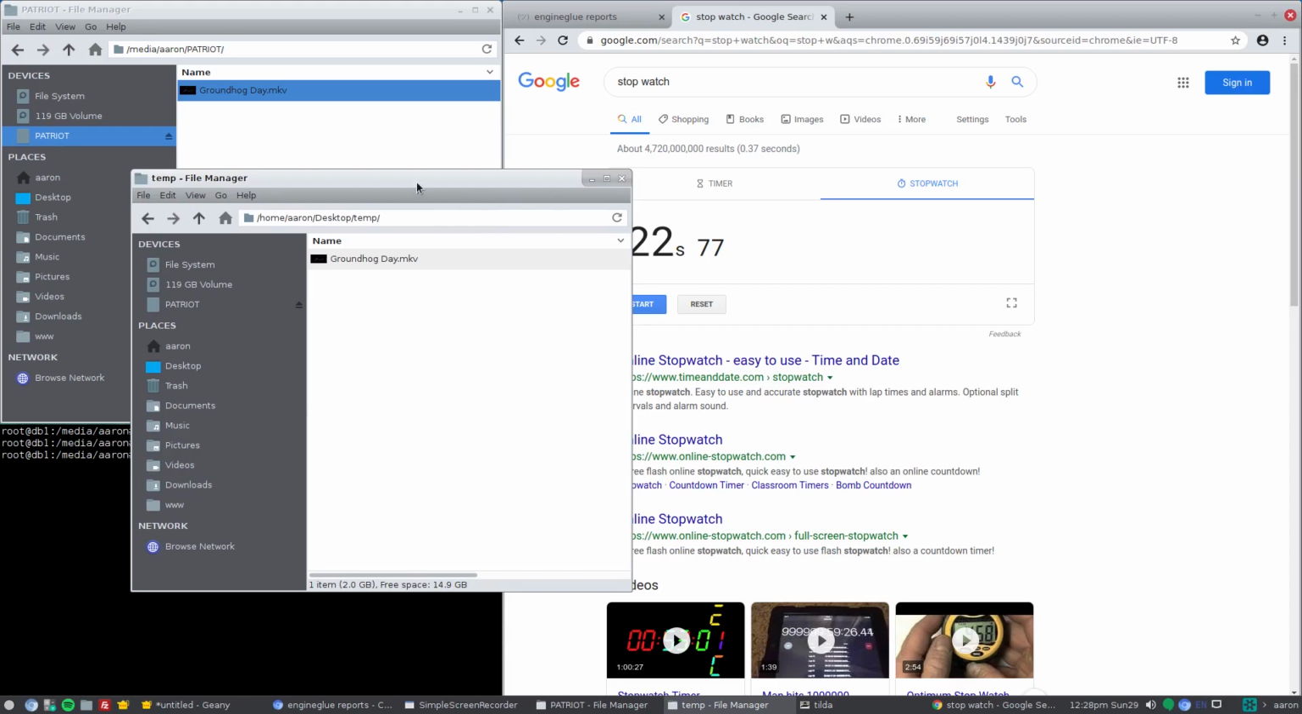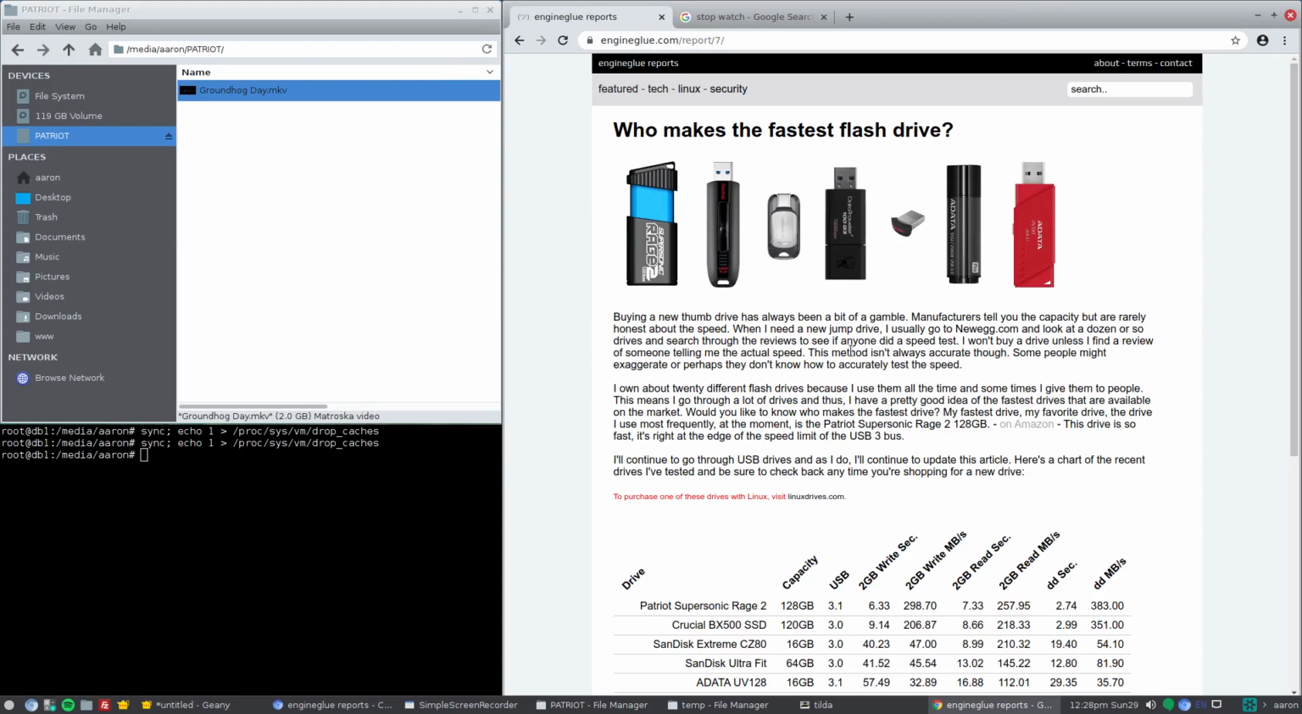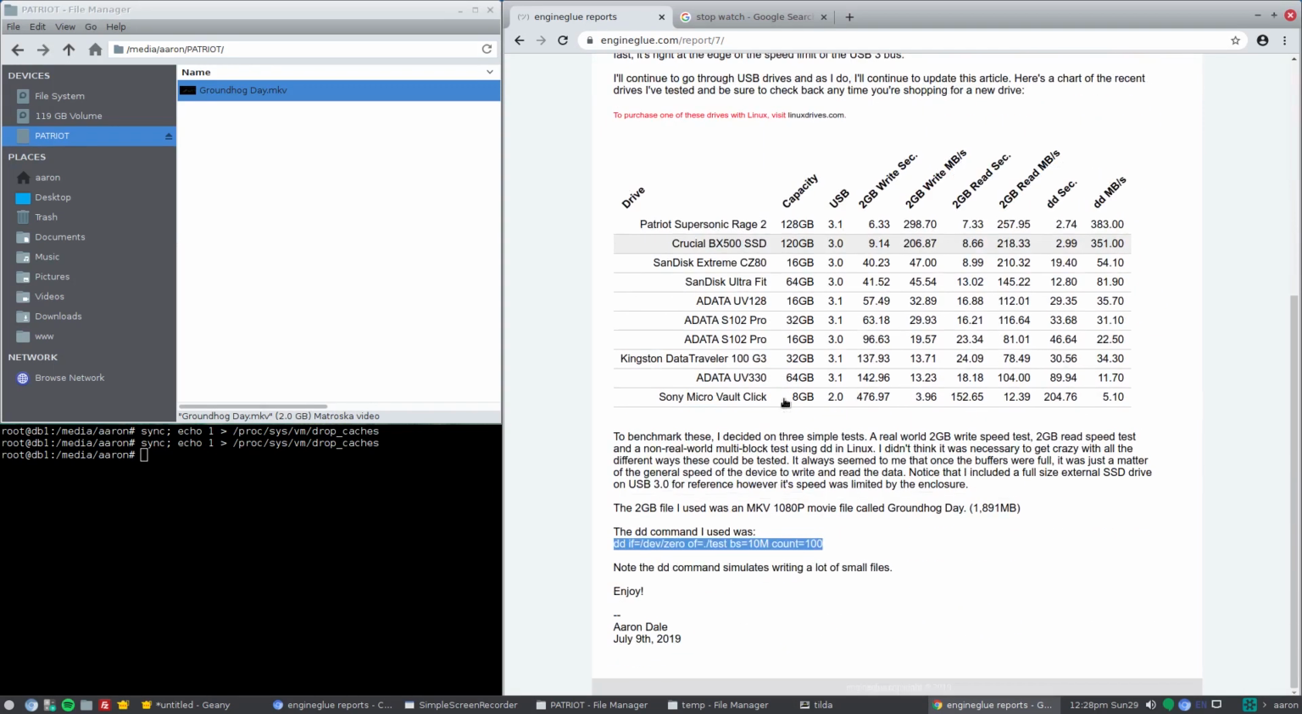Next, let's go ahead and test with dd. This will simulate a lot of smaller files being written to the drive. I use the same command every time, and I have it here on my website. Also, this is where I keep the benchmark results for the flash drives that I've tested. So let's go ahead and do this command.